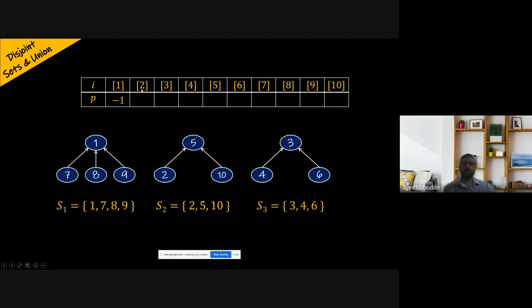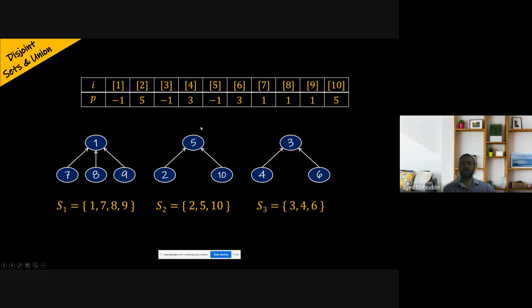Then what about 2? Node 2's parent is 5. So we will have 5 in the array at index 2. Node 3 is a root node, so we will have -1. Node 4, its parent is 3. So we have 3 in the array at index 4. Then node 5, it's a root node, so we will have -1. Node 6, its parent is 3. So we have 3. Node 7, its parent is 1. Node 8, parent is 1. Node 9, parent is 1. And node 10, parent is 5.